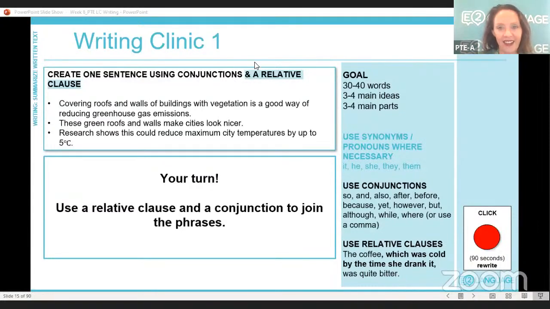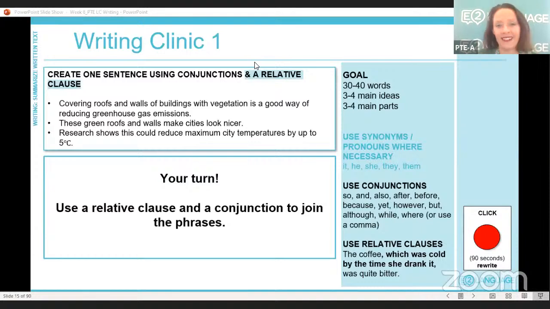And that's it. So let's check out a few, see how you went. Let's look at yours. We've got Candace. So Candace: covering roofs and walls of buildings with vegetation, which makes cities look nicer, is a good way of reducing greenhouse gas emissions and research shows blah, blah, blah. Excellent, perfect. So Candace has got the which clause, which makes cities look nicer, comma, is a good way. So that's the key. You've got to have the verb after that. So well done.